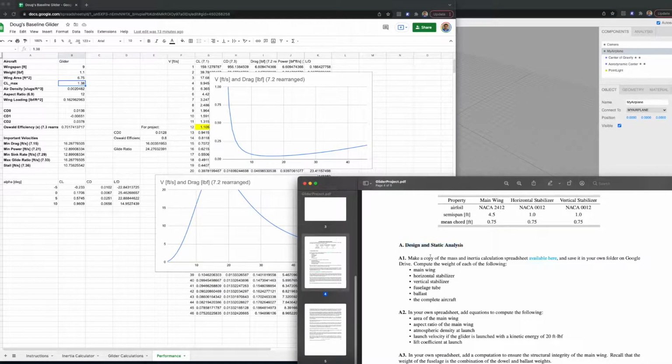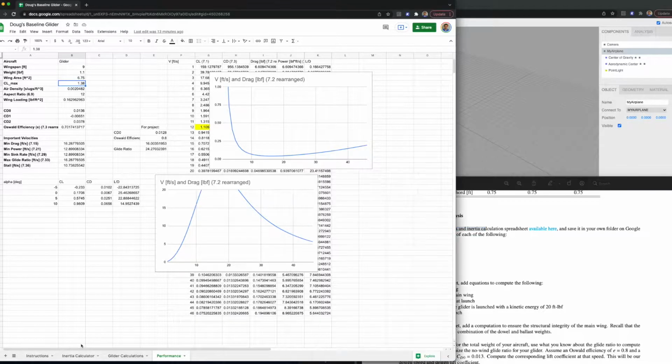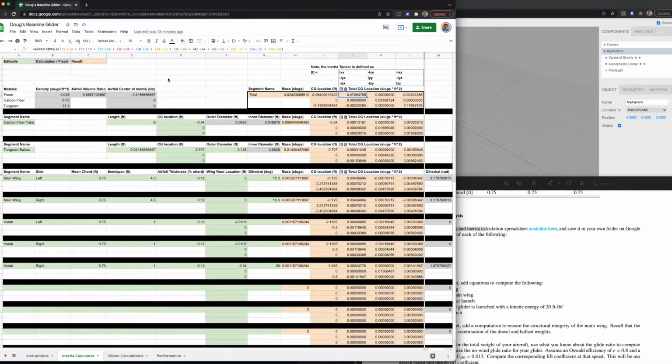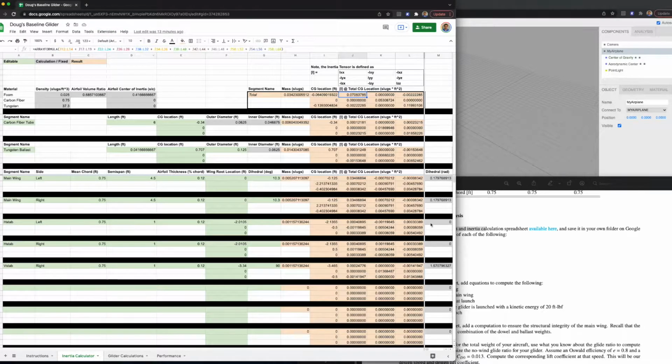Design and static analysis, so we're going to go through here in this video. So we start off by making a copy of this mass and inertia calculation spreadsheet. You can click on that. It'll take you to a spreadsheet that you cannot edit, but you can make a copy of it. You just go up here and say File, Make a Copy, and that will copy it to your Google Drive, and then you can edit it there, okay?